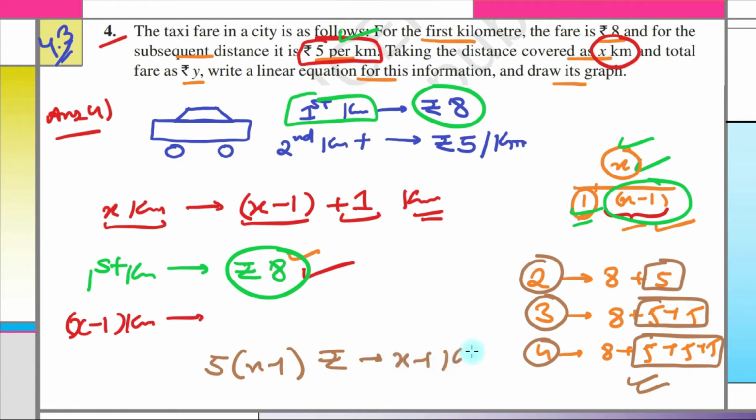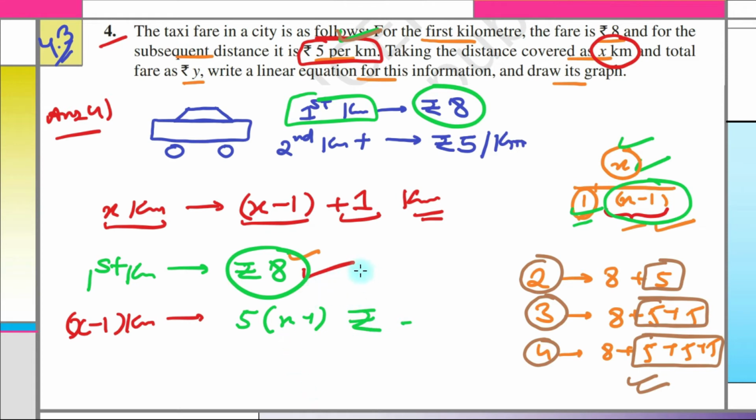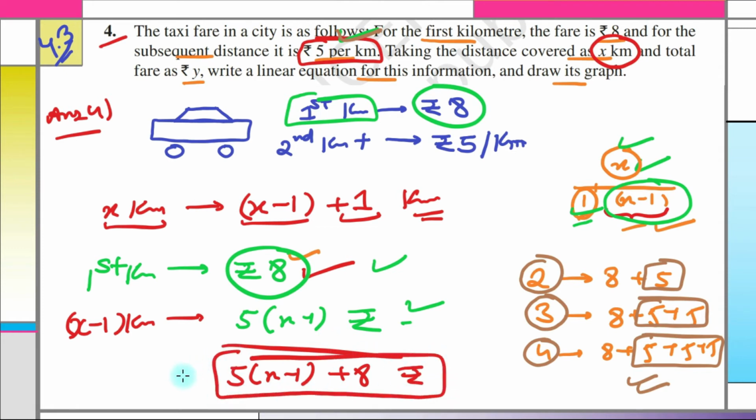For x minus 1 kilometers, why? Because the charge is rupees 5 per kilometer, so by the unitary method we simply multiply. The charge of the first kilometer is rupees 8, and for the next distance, the x minus 1 kilometers, it would be 5 into x minus 1 rupees. So what is the total fare? Total fare would be 5 into x minus 1 plus 8 rupees. My friends, this is the total fare. I hope it's clear.